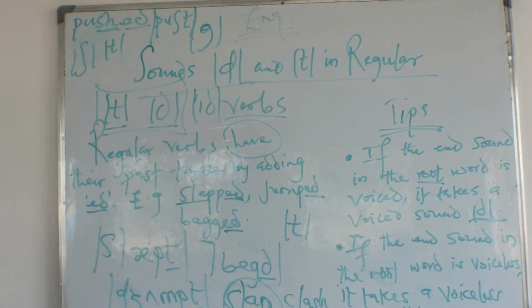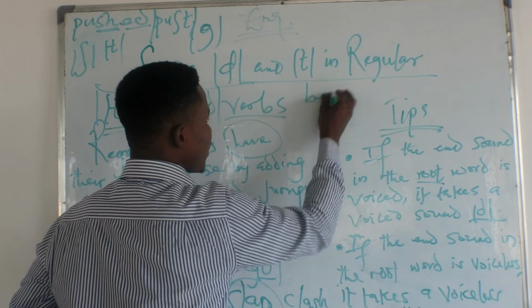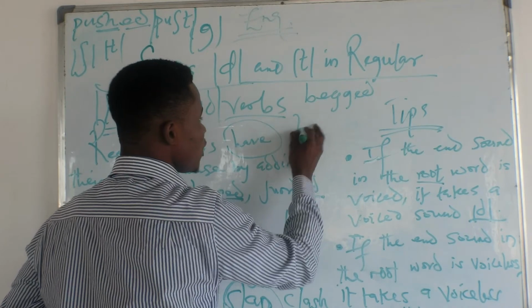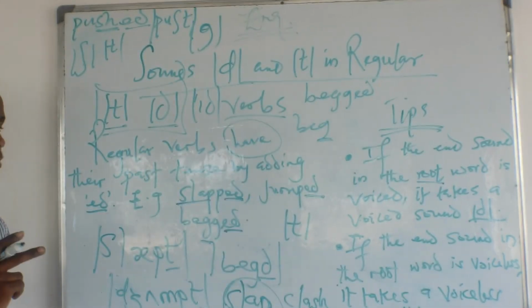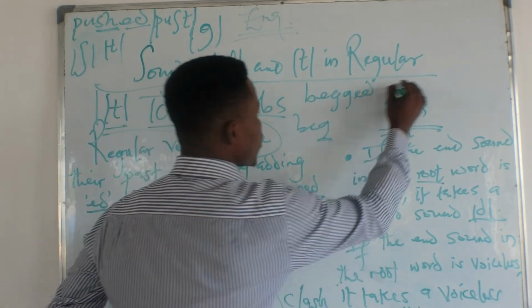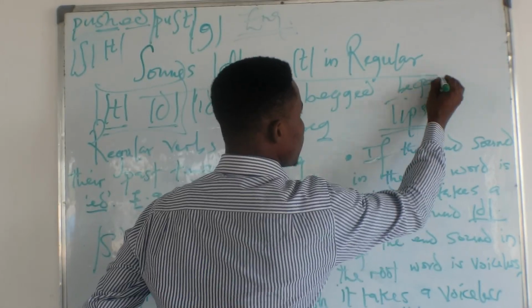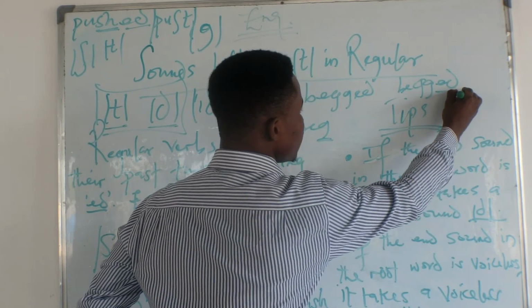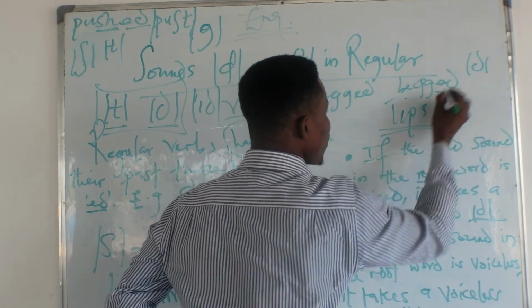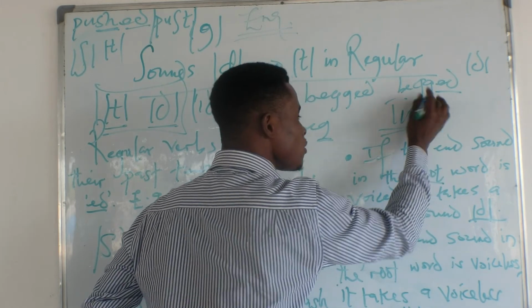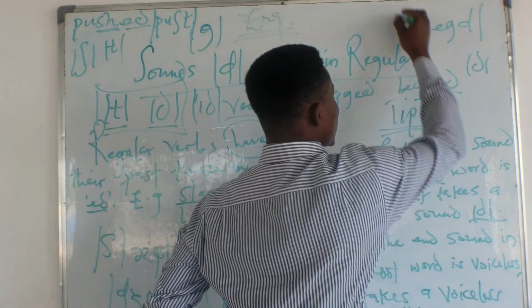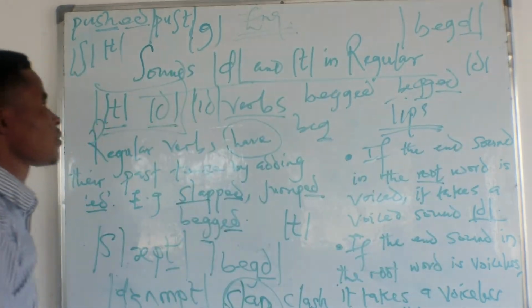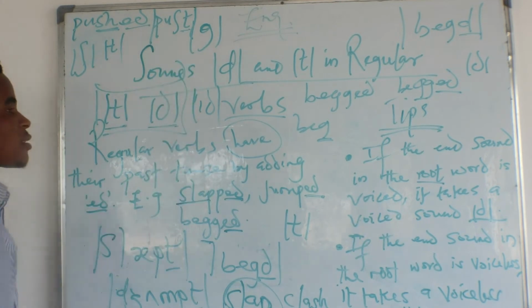You see? Now, if it is beg, the root word is beg, the end sound is g, and it is voiced. So, if I want to write it in past tense, the ed will give me d, because the end sound in the root word is voiced. So I am going to have this as the transcription. At the end, we have the d sound. Here, at the end, we have the t sound. Let's look at another example.